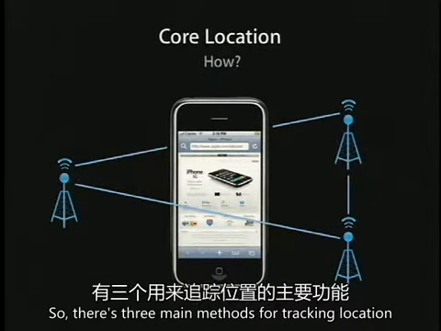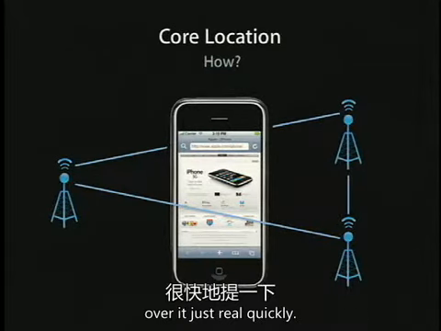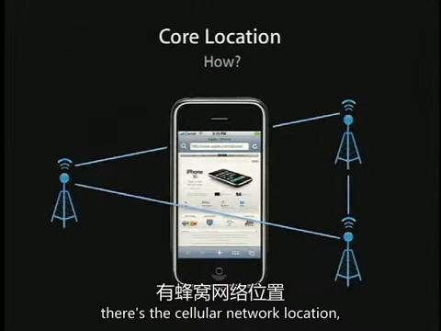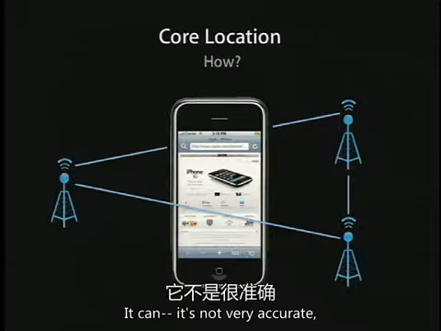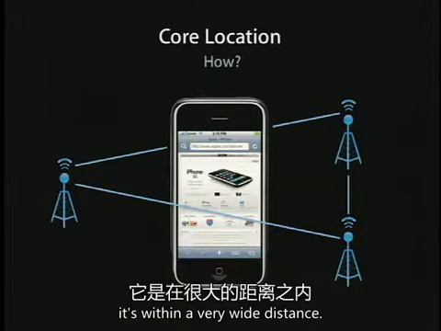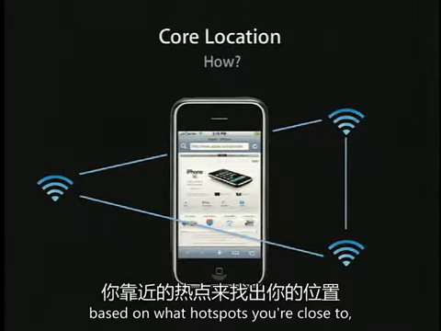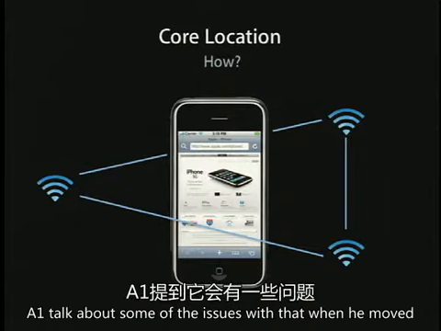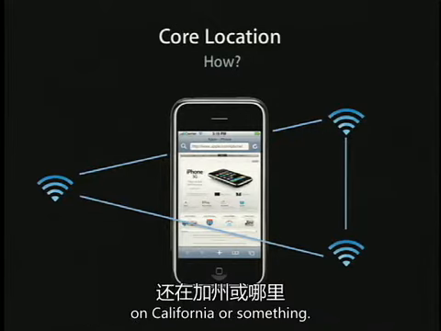There are three main methods for tracking location, and Al talked about this, so I'm going to go over it just real quickly. There's the cellular network location, which is a very broad way of finding location. It's not very accurate. It's within a very wide distance. There's the Wi-Fi location, which can tell you, based on what hotspots you're close to, where it thinks you are. And Al talked about some of the issues with that when he moved to a base station at his sister's in Canada, and it forgot where he was and thought that he was still in California or something.